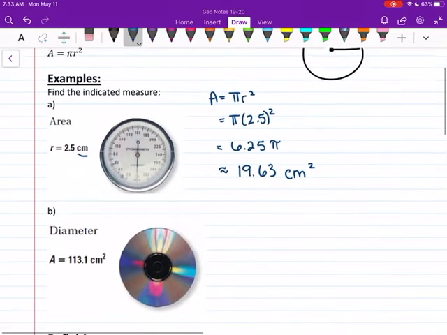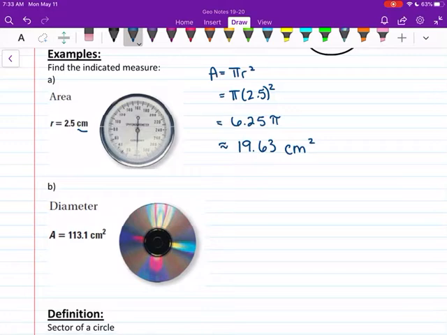Okay, our next example, we are asked to find the diameter when the area is 113.1 square centimeters. So once again, start with my area formula. Area equals pi r squared, and we'll plug in 113.1 for the area. Here, what I can do is solve for the radius. Remember the relationship between the diameter and the radius is the diameter is 2 times the radius. So if I find the radius, I just need to double it to find the diameter.